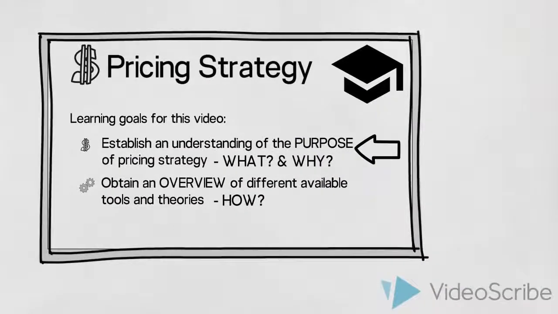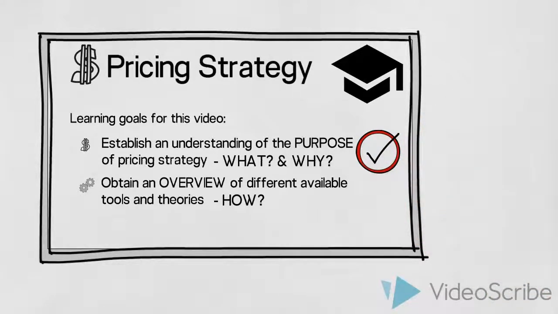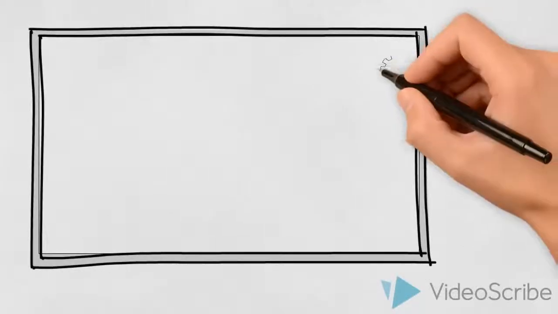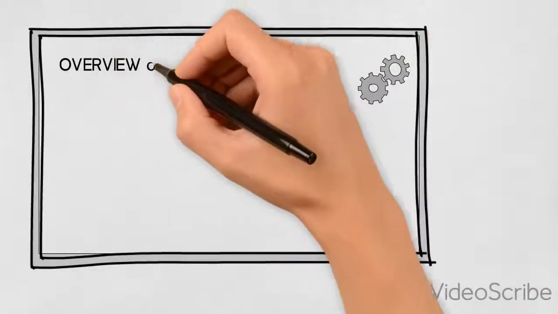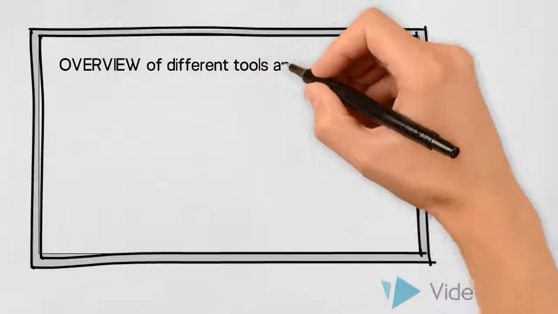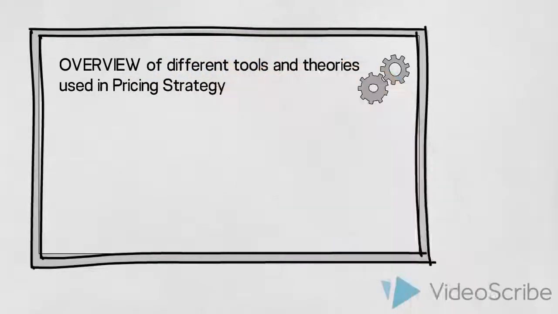We have now established the purpose of pricing strategy, what it is and why we need it. We have established that there are many factors which we need to look at before we can decide on the best price for our product or service. So let's move on. As marketers, we have some different tools and theories we can use to guide us when determining the price. These will not be described in detail in this video, but let us just introduce an overview of some of the tools we could use when determining the price.